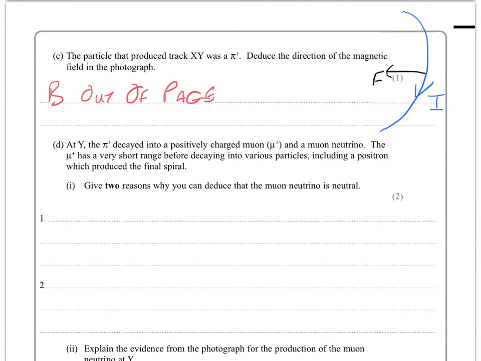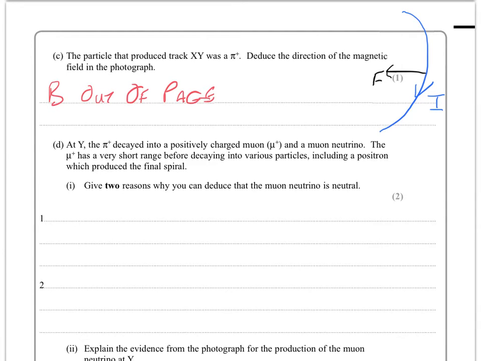Part D, at Y, the pi plus decayed into a positively charged muon and a muon neutrino. The mu plus has a very short range before decaying into various particles, including a positron, which produced the final spiral. Give two reasons why you can deduce that the muon neutrino is neutral. Well, the most obvious reason is that it cannot leave a track. Only a charged particle can leave a track by causing ionization. Because it doesn't leave a track, there's only one particle at the end. The neutrino doesn't leave a track, therefore it's an uncharged particle.